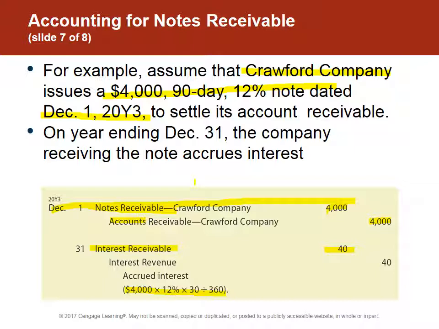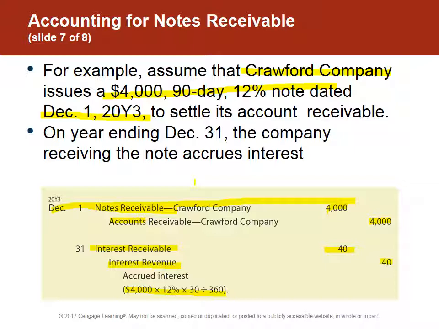So now we have accounts receivable, notes receivable, and interest receivable to show that we did in fact earn this revenue. This revenue is going to be included on our income statement. And we have interest receivable as of that date. So the theory, the concept is that on December 31st, if the Crawford Company came and paid their bill early, they would only owe $40.